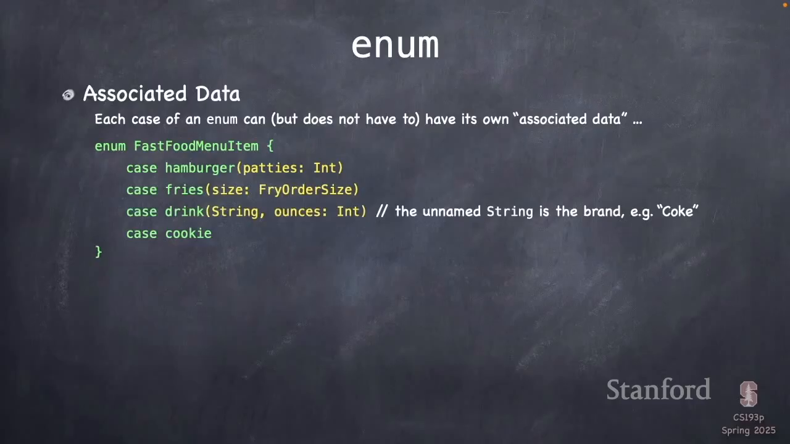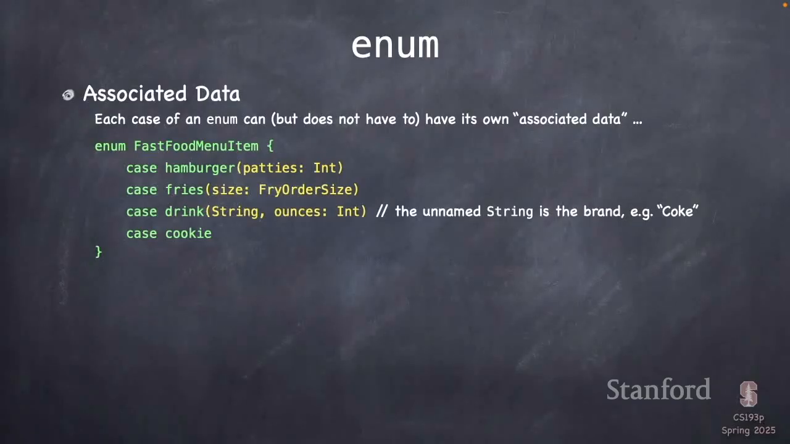Now, drink is kind of an interesting case because notice the string there, it doesn't have a name. There's no parameter name for that one like there is size and patties and ounces, and that's perfectly allowed. I probably wouldn't do that here because it's not 100% clear to me what that string would be. If it's a drink, I guess I could figure out it's a Coke, but it probably wouldn't hurt me to put brand colon String, but I just put it here so that you can see that it's not required.